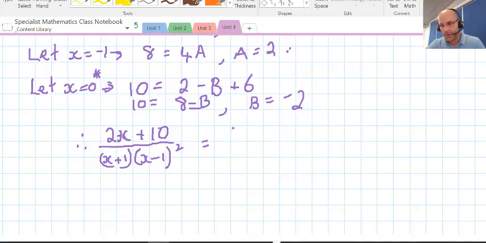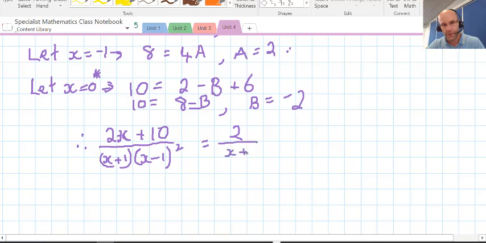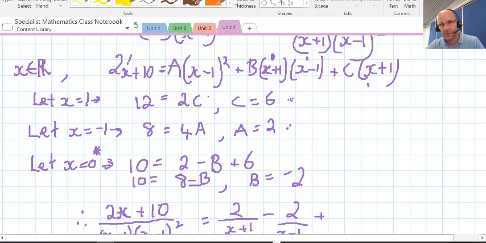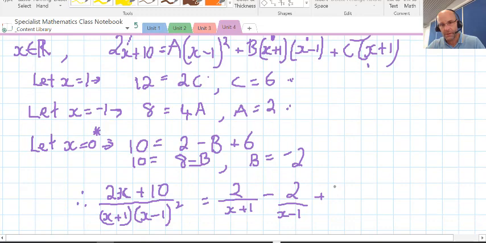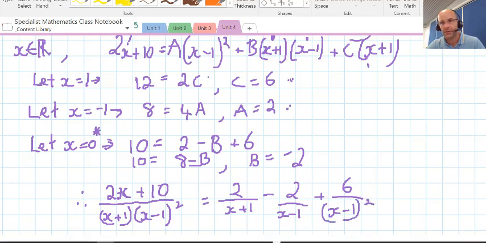So using those parameters for a, b, and c, the partial fractions are 2 over x plus 1 minus 2 over x minus 1 plus 6, because remember c was equal to 6, 6 over x minus 1 all squared. So there's case 2 examples, partial fractions.